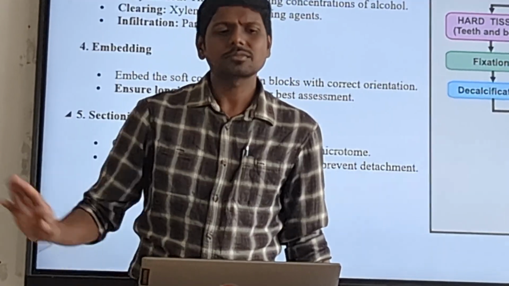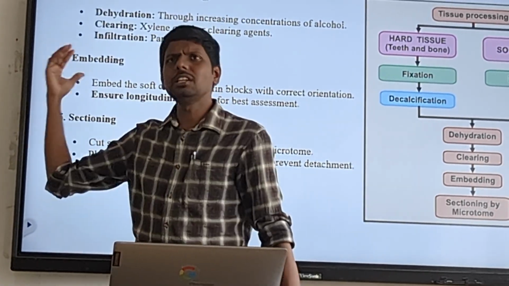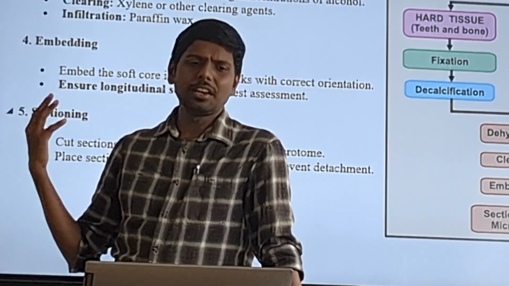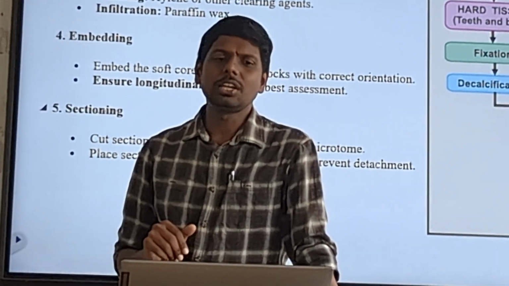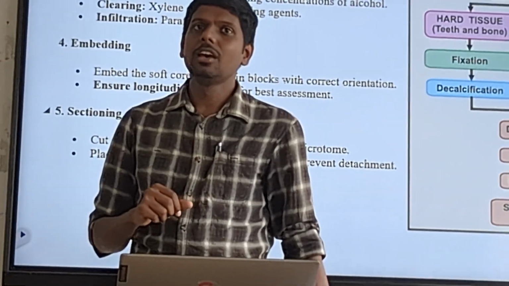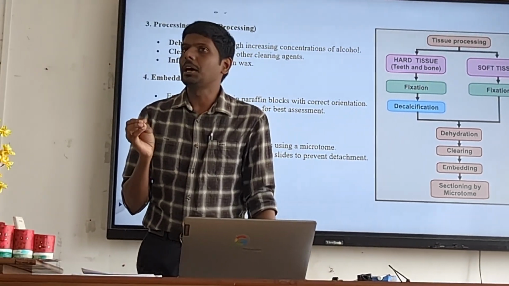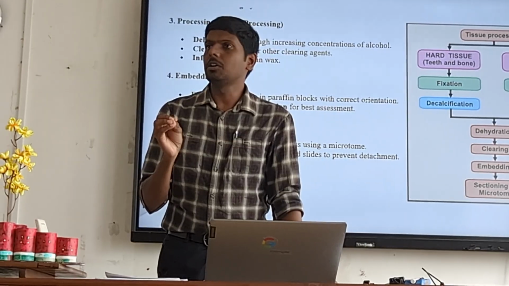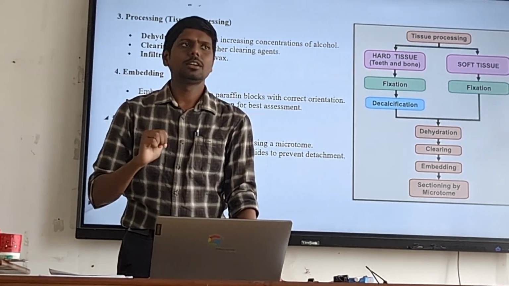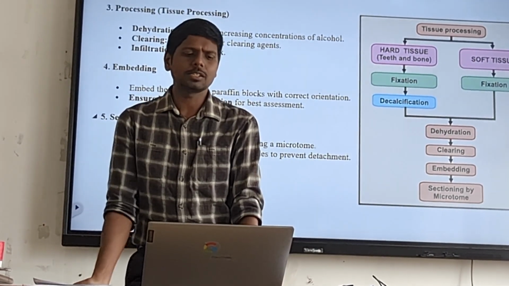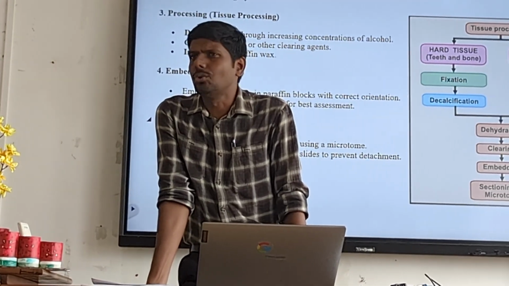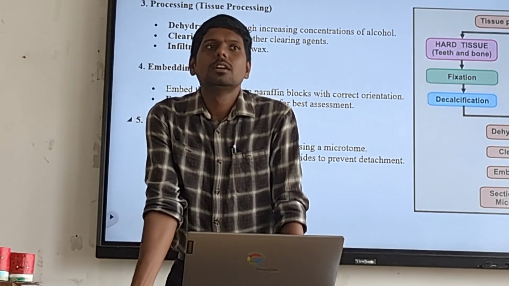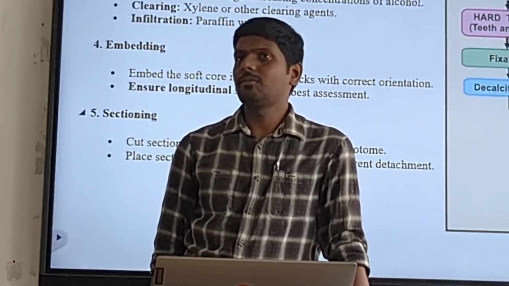Next, processing. In processing, the same old techniques: dehydrating, removing the water, clearing with xylene, then infiltrating with liquid wax, that is paraffin wax. Why do we purposefully choose paraffin wax? Because it has a low melting point. What is the melting point of paraffin wax? Can you tell? Around 56 to 62 degrees centigrade. So that is the melting point of paraffin wax.